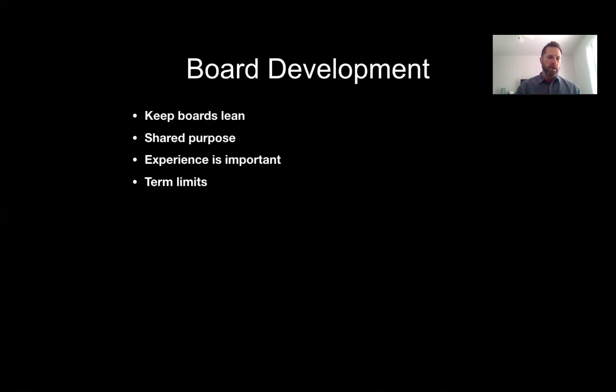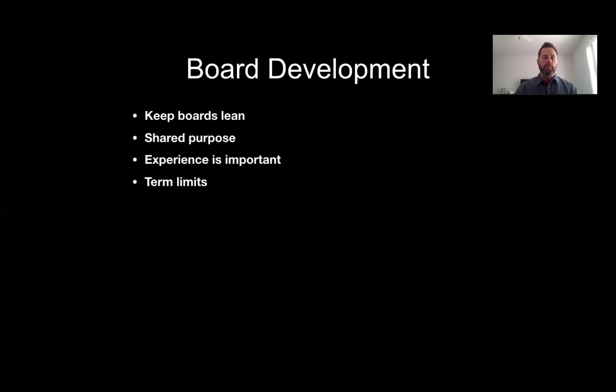And you can find a lot of great academic articles out there on board development as well that people have written. But here are four quick things. One, keep boards lean. In other words, you don't need 30-person boards. Most of the research and reading you do will say just keep your boards lean. They don't have to be real small, but smaller, because that's easier to manage, that's easier to lead through.